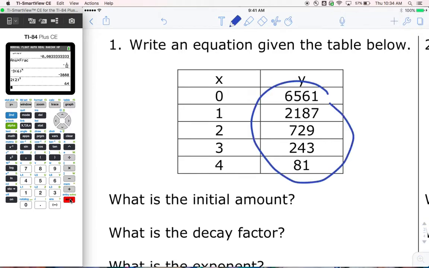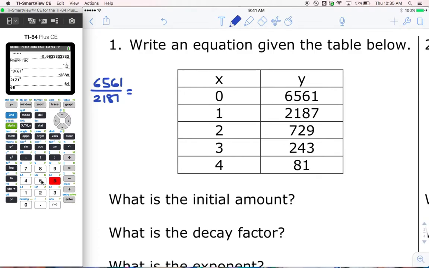I actually am not really familiar with these numbers, so I'm just going to choose the first 2. And I'm going to find out what is 6561 divided by 2187. All right, because this will tell me how much I am dividing by, so I can really see what's going on. So 6561 divided by 2187, and I get 3.